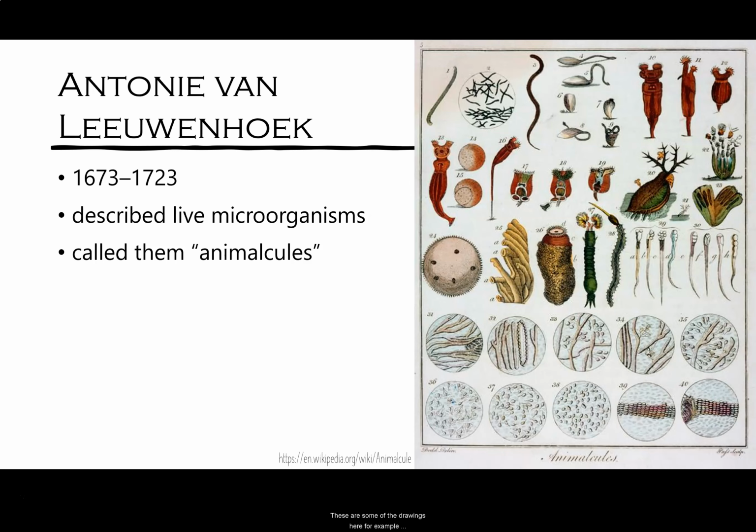These are some of the drawings here, for example, and he looked at a large variety of things. What's really cool is that his drawings were incredibly accurate, despite the fact that his microscope was still pretty rudimentary. He looked at his own blood. He looked at pond water. He looked at fecal material. If you look over at these pictures, you can see he even looked at his own sperm. So he looked at a lot of different things under the microscope. You can see some very detailed drawings of rotifers and other unicellular microorganisms here. He just really spent a lot of time studying and looking at these things with his microscopes.